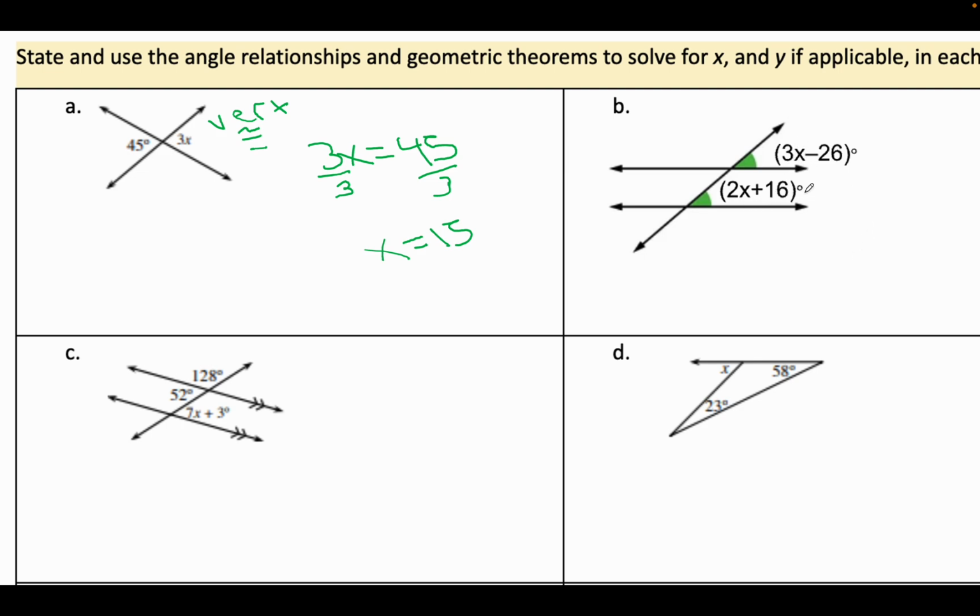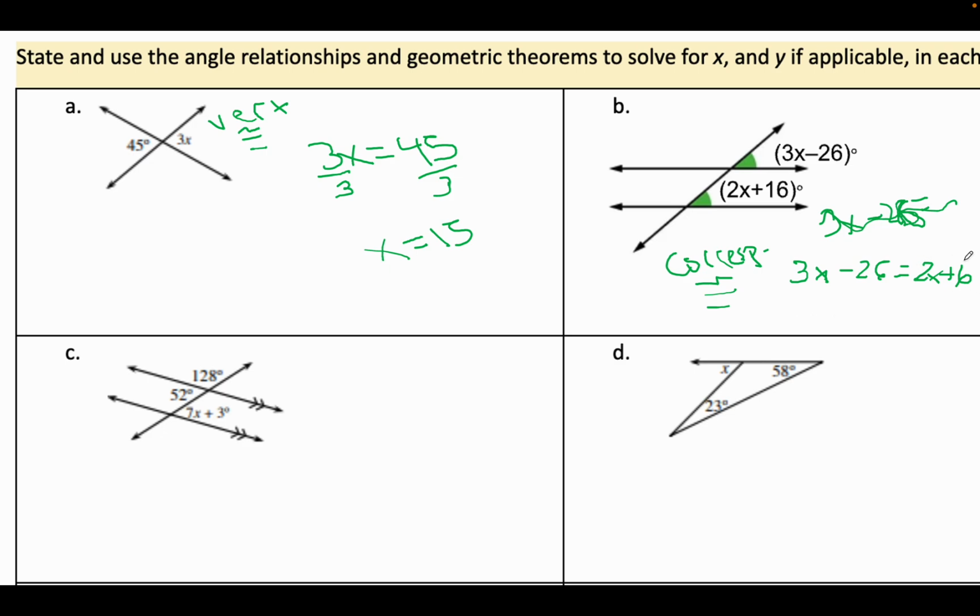2x plus 16 and 3x minus 26, these are corresponding angles, which are congruent. So I can set 3x minus 26 equal to 2x plus 16.